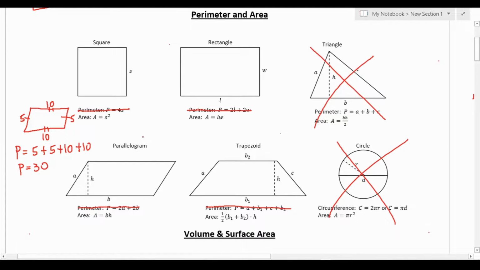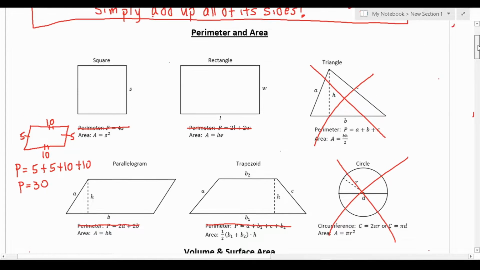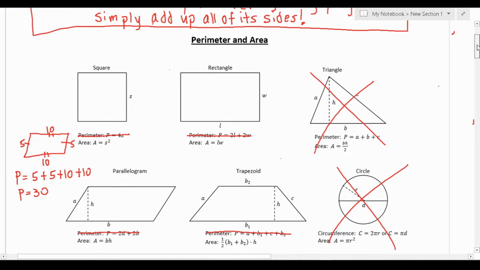Okay, so again, that's going to work for everything we're going to discuss today, and you'll see that as I work out these practice problems. I'm not going to refer to their formulas for perimeter. Instead, I'm just going to make use of the fact that you add up all their sides. Okay, so with that out of the way, let's discuss how to find the area of these quadrilaterals.